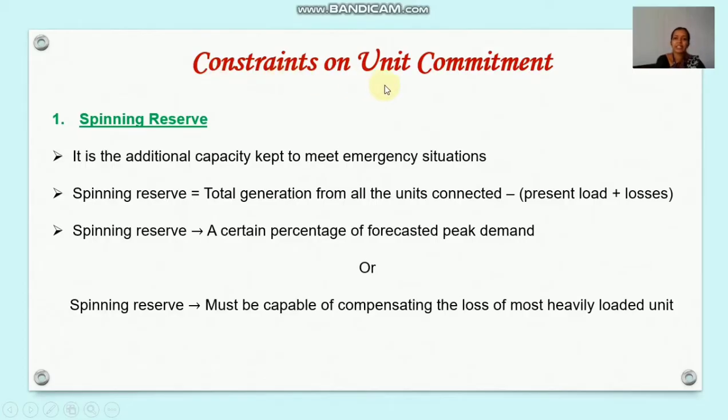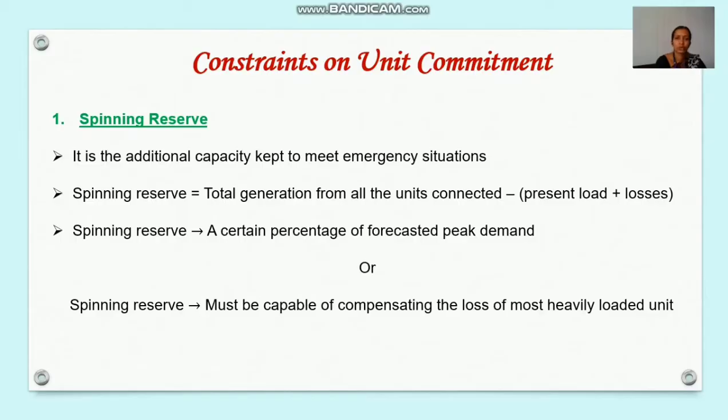So similarly, in unit commitment also, there are certain constraints. So we have to study those constraints. There are many constraints and we are mainly focusing on three constraints. They are spinning reserve, hydro unit constraints and thermal unit constraints. Some more constraints are given in your notes, but only these three constraints will be asked in the examination.